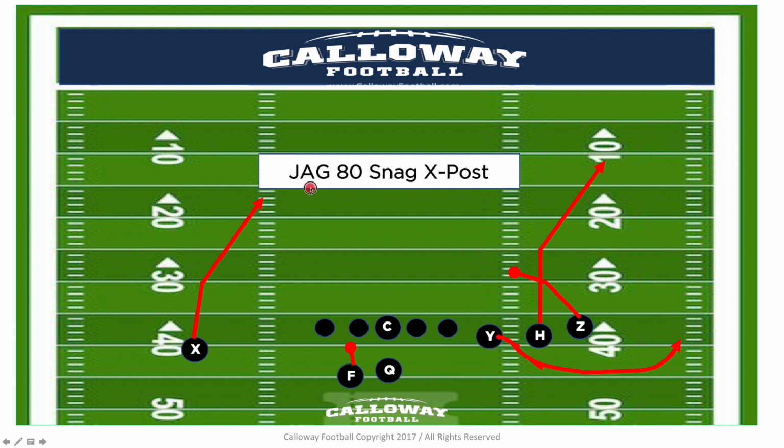This is JAG is the formation, which is our trips look. 80 is the protection call. Snag is the pass combo. And then we're tagging the X receiver on an X post. So JAG 80, Snag X post. Over here on the play side, again, now the Y, because we're in our JAG formation or our trips look, now our Y is our number 3 receiver in the formation. So he is the one that has the swing to flat.